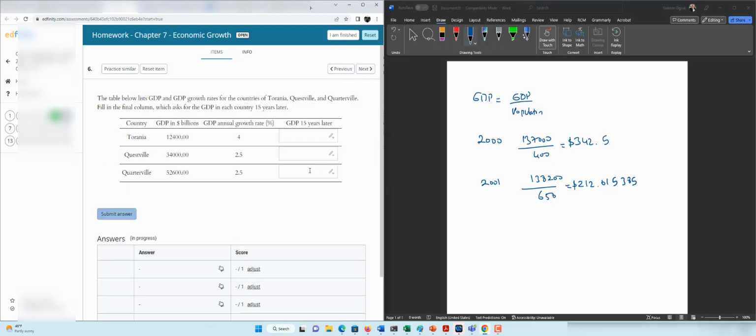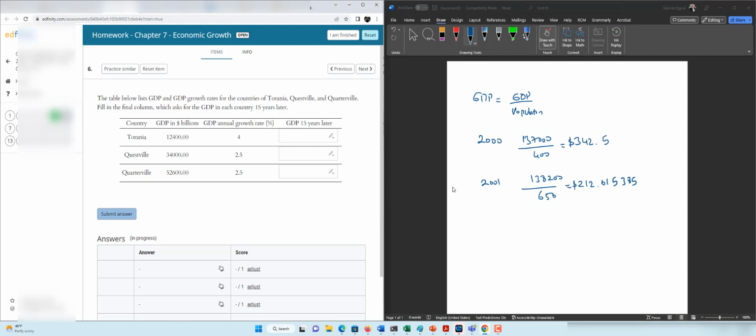Now let's look at question 6. The table below lists GDP and GDP growth rates for the countries Toronia, Guessville, and Quarterville. Fill in the final column which asks for the GDP in each country 15 years later. So you were given the initial GDP. For the first country, for instance, it's 12,400, and you have the annual growth rate, and you need to calculate the GDP in 15 years.